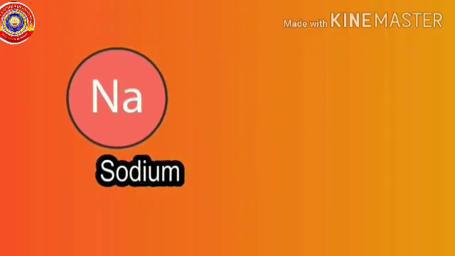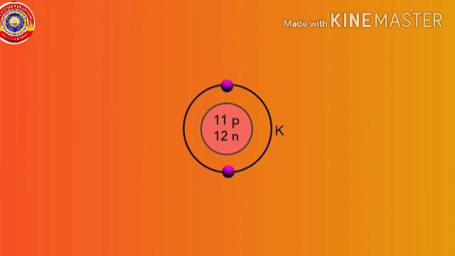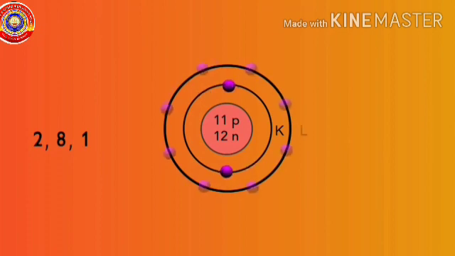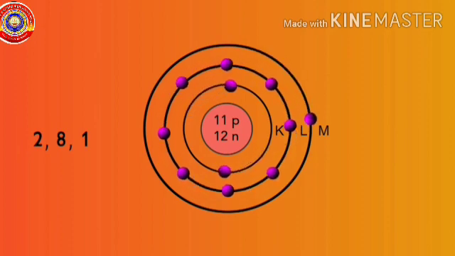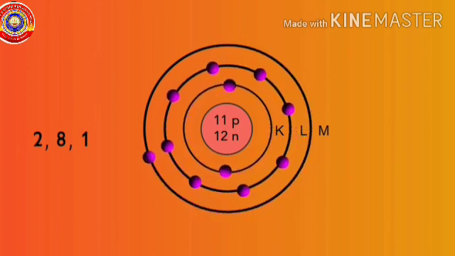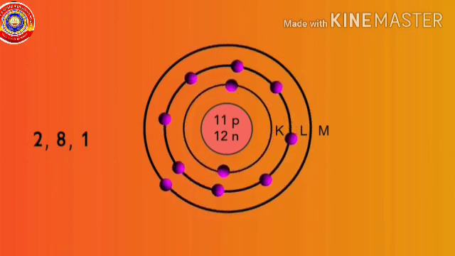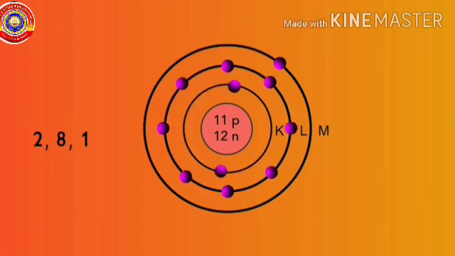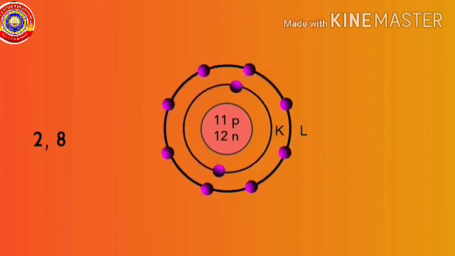Let's learn the formation of ionic bond in sodium chloride. You know that sodium and chlorine combine together to form sodium chloride. Sodium, its atomic number is 11. Electronic configuration is 2,8,1. How does sodium attain stability? How can sodium attain octet configuration? Sodium attains stability by losing one electron from the valence shell, so that the configuration becomes 2,8.